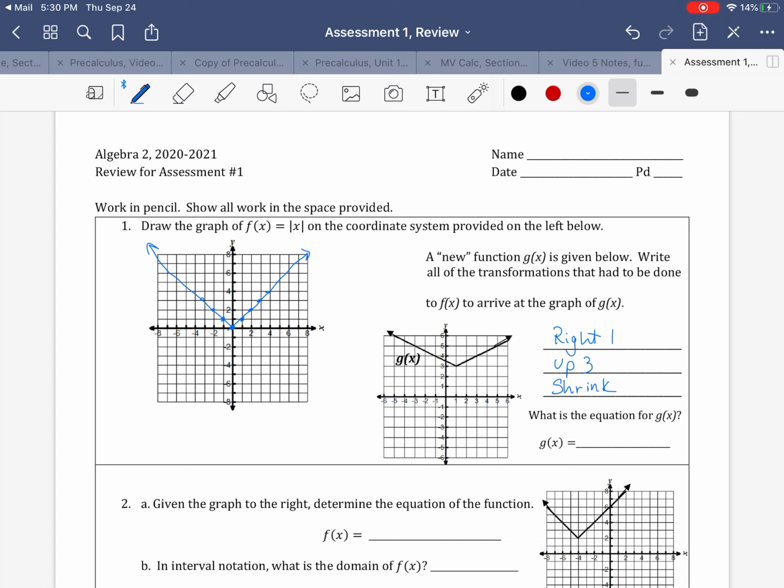That new slope belongs right in front of the absolute value bars. So I'm going to put some absolute value bars, and I'm going to put a 1/2 in front of there. That's where the new slope goes. Then, since I'm moving 1 to the right, I will put x minus 1 inside. And up 3, so plus 3.